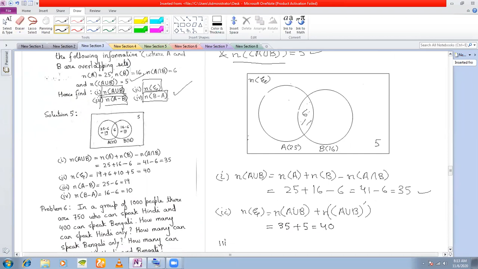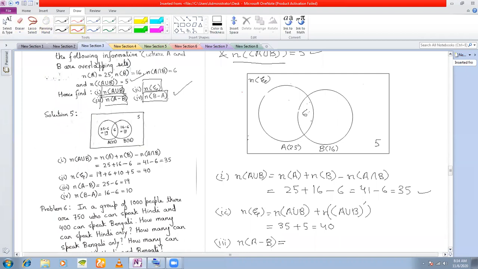Okay, next one. Cardinality of A minus B. What is the cardinality of A minus B? Sir, can I say it will be 25 minus 6? Why? Sir, because A is 25 and A intersection B is 6. Yes, the cardinality of A intersection B is 6.